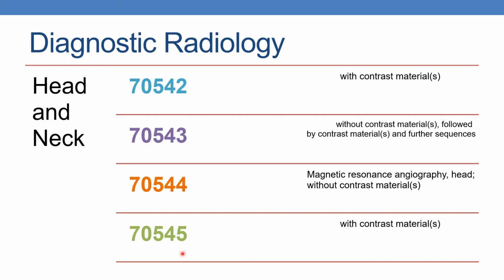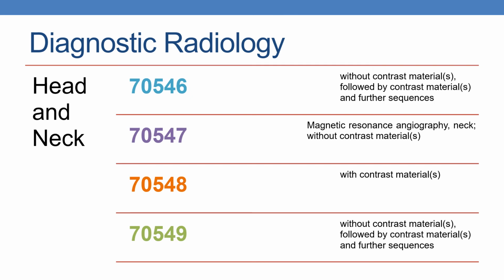And the next is 70545, which is nothing but MRA, magnetic resonance angiography, head with contrast. 70546 is nothing but MRA of head without contrast, followed by contrast material and further sequences. The next CPT is 70547, which is nothing but MRA, neck without contrast material. 70548 is MRA, neck with contrast material. 70549 is nothing but MRA, neck without contrast, followed by contrast material and further sequences.